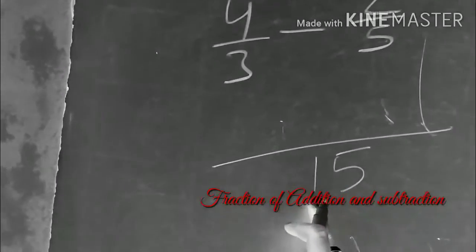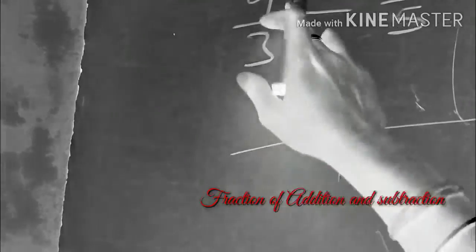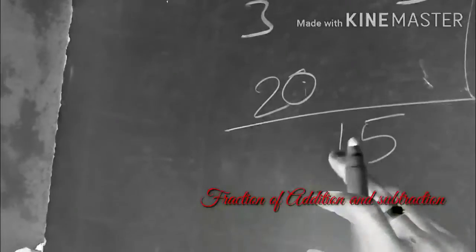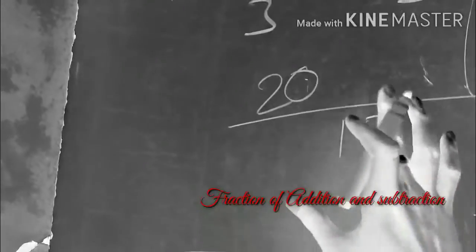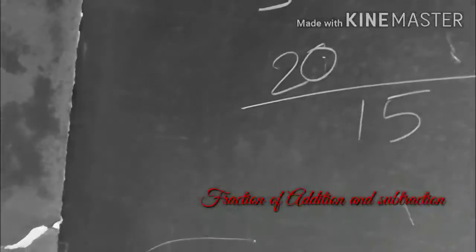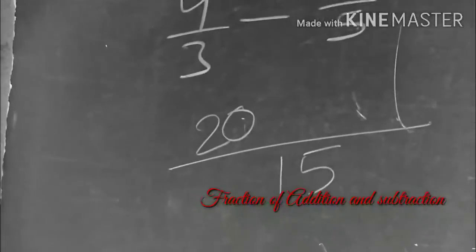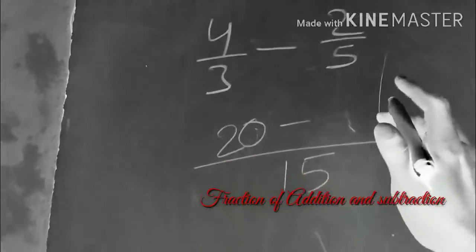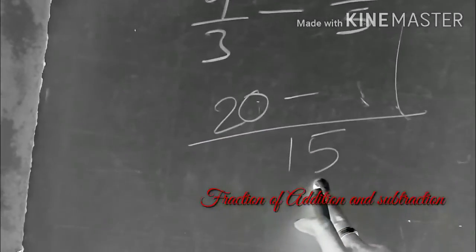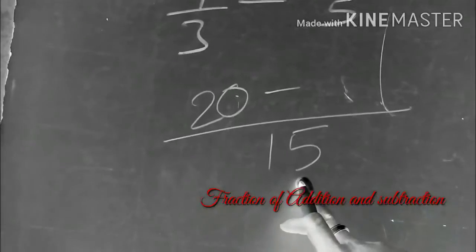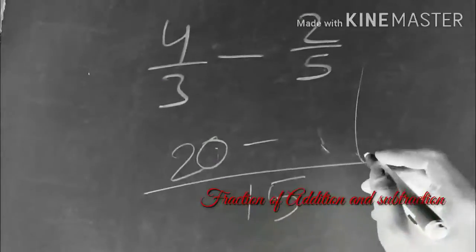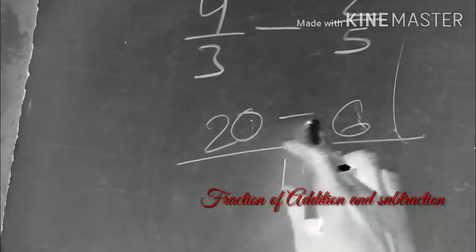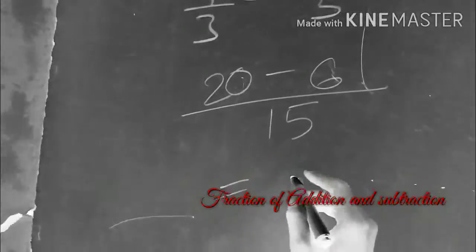3 is divided by 15, 5 times. 5 multiplied by 4, 20. 3 divided by 15, 5 times. The quotient that is coming is multiplied by 4. Our quotient is multiplied by the numerator, that is 20. Minus sign means minus. Now 5 divided by 15, quotient is 3. 3 multiplied by 2, that is 6. Then 20 minus 6 is how much? 14.